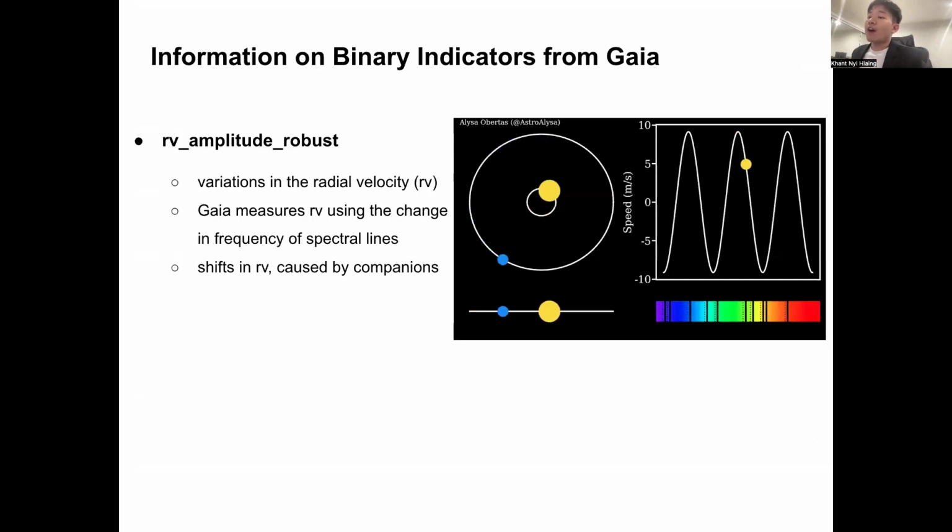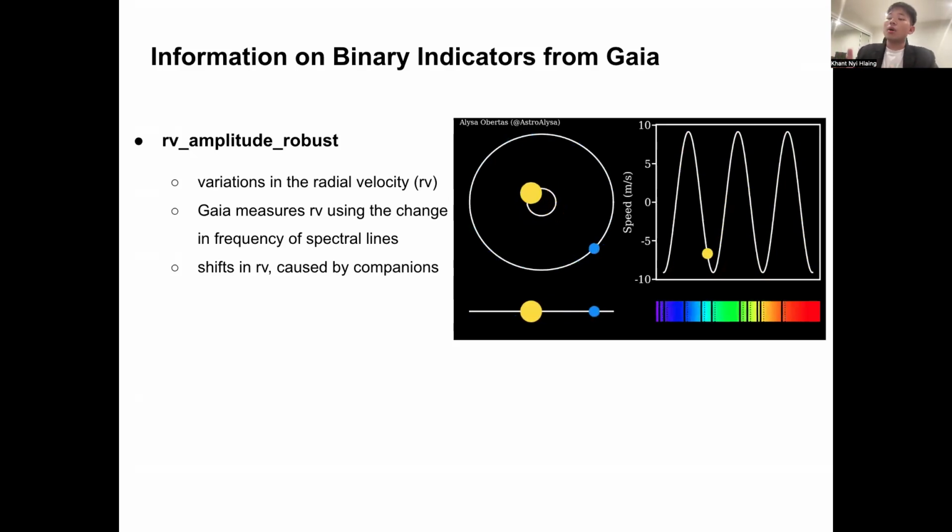The last one is the RV amplitude robust, and basically it means the total change in radial velocity. So it's important to understand how radial velocity is measured. If you look at the figure, we can see the two stars rotating around each other, and you can see the shift in the spectrum. Gaia measures RV using the changes in frequency of the spectral lines.